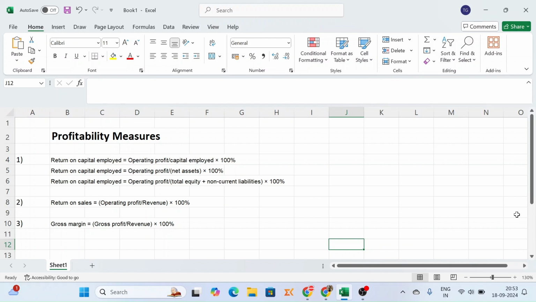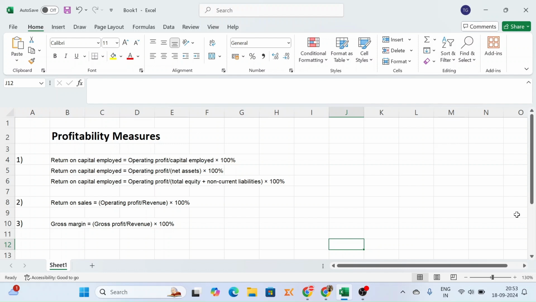So return on capital employed basically means that if you have invested $1 in the business, how much profit have you been able to make because of investing that dollar. So it tells you how much return you have generated on the capital, on the money, on the assets that you are using in your day-to-day business. So if you see the formula, you take your operating profit, which is your PBIT, profit before interest and tax, and you divide that by your capital employed.